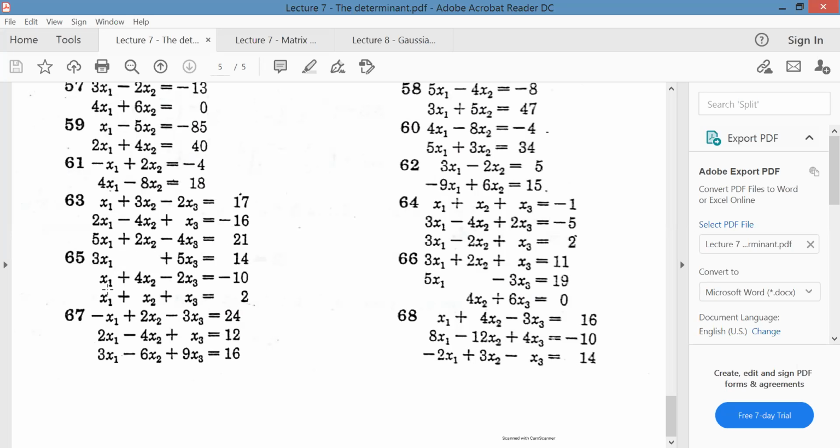Second equation is x1 plus 4x2 minus 2x3 equals minus that. And the third equation is x1 plus x2 plus x3 equals 2. These are the three equations. Now the variables are, instead of x, y, z, the variables are x1, x2, and x3. Of course, no problem. Equations are already in the standard format. You may directly write the matrix of the system.